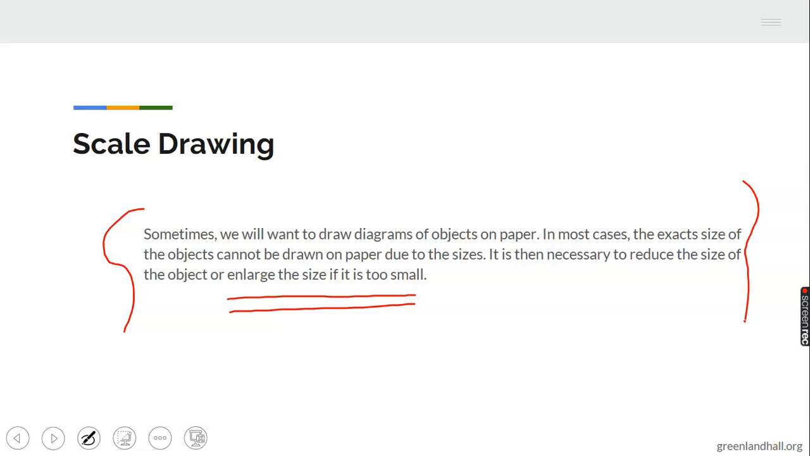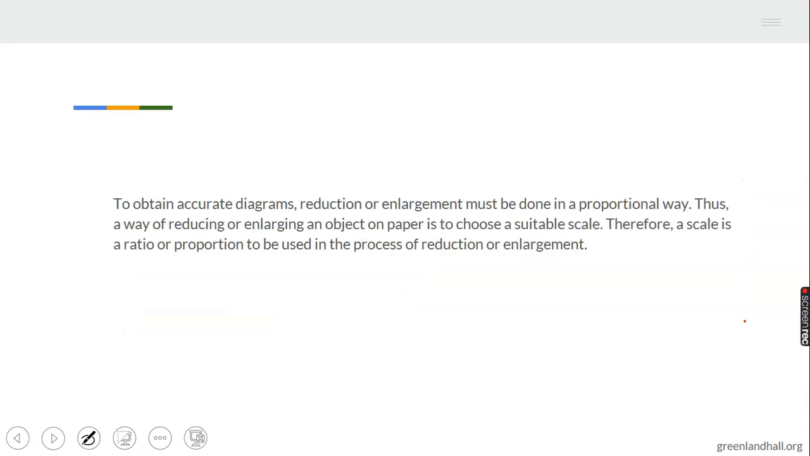You understand? For example, you want to draw a car. If you want to draw a car on paper, you will not use the exact length of that car. You can't use it on the paper. It's not possible. So that is where the concept of scale drawing comes into play. It's either you reduce it, or you enlarge it if it is too small. If it is too small, you enlarge. If it is too big, you do what? You reduce.